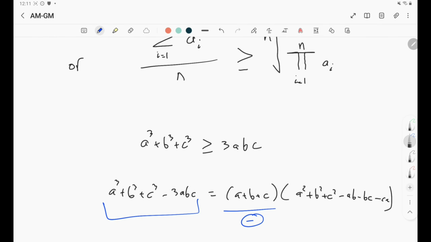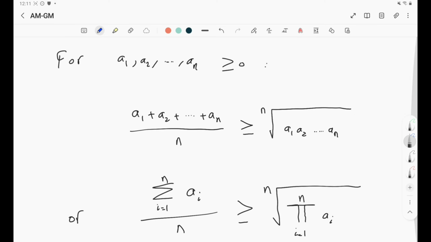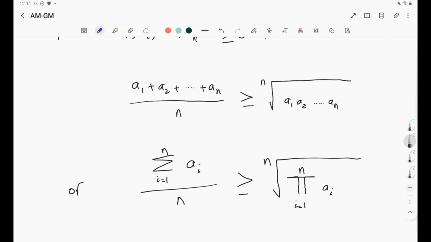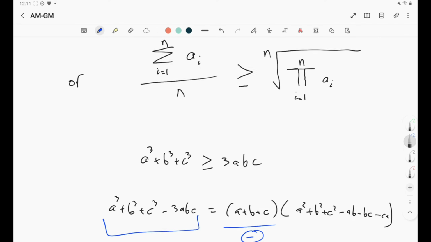Generally speaking, of course. Okay, so this is the AMGM. How about we give it a proof? Of course, there are lots of proofs for the AMGM, as it's really famous, but we will just pick one that's really nice.